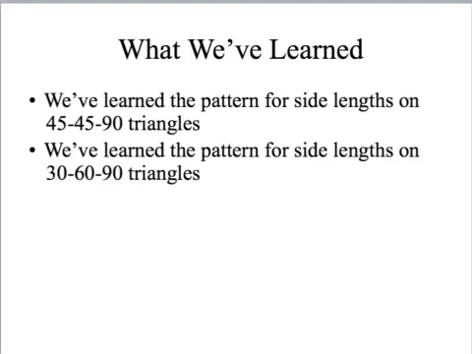So what have we learned? We've learned patterns for side lengths on both 45-45-90 and 30-60-90 triangles. We've learned how to get from various leg lengths to any other leg length. So given one leg length of either of these two triangles, we can get to the other side lengths. The beauty of it is these patterns allow us to do much more with much less data given. So we'll practice that and have lots of fun with it.